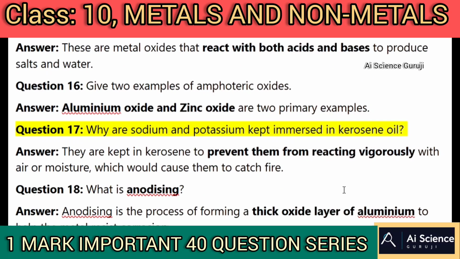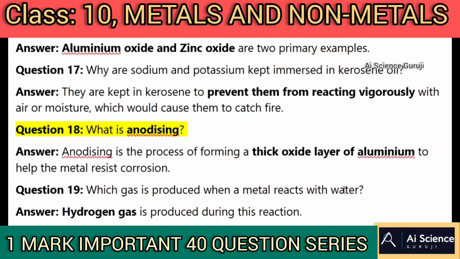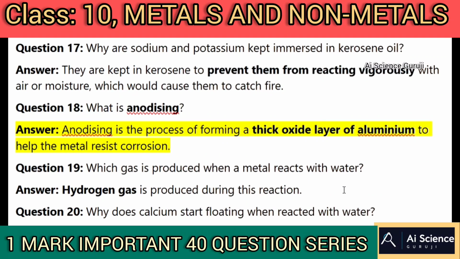Question 17. Why are sodium and potassium kept immersed in kerosene oil? Answer. They are kept in kerosene to prevent them from reacting vigorously with air or moisture, which would cause them to catch fire. Question 18. What is anodizing? Answer. Anodizing is the process of forming a thick oxide layer of aluminium to help the metal resist corrosion.